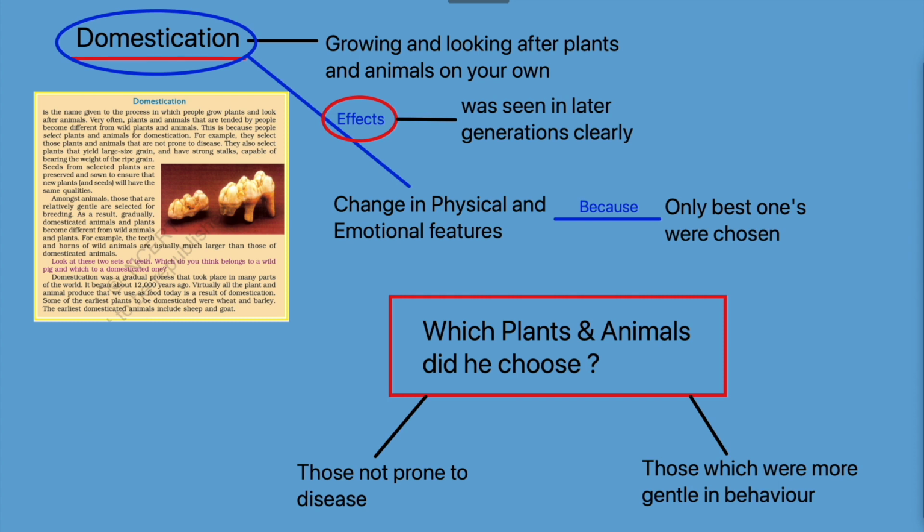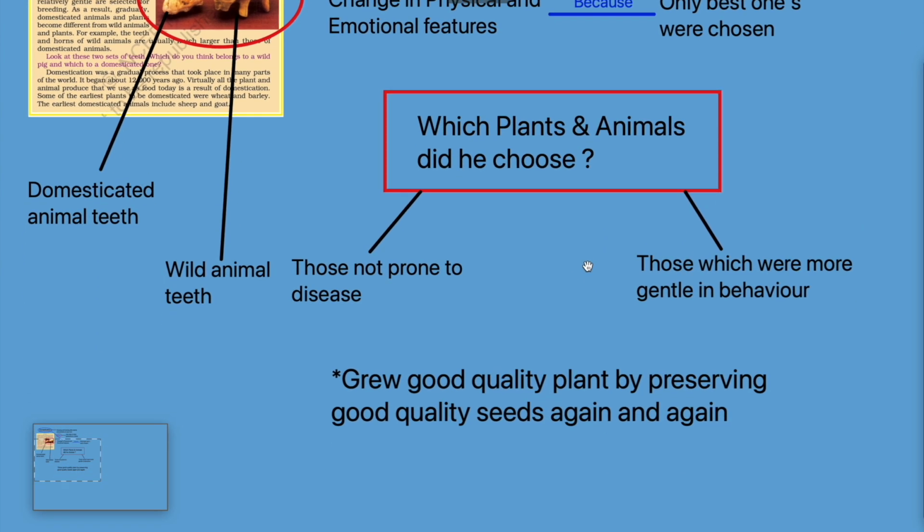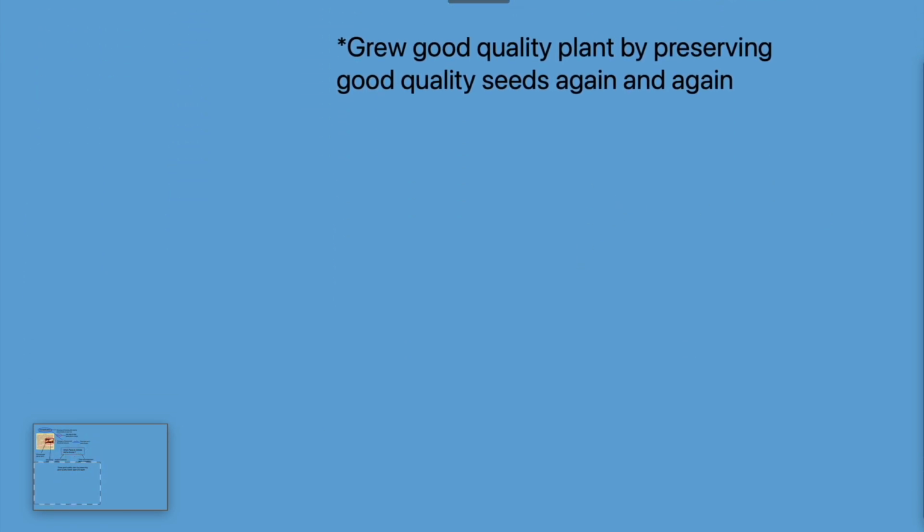Have a look at this picture. On the left, you see the teeth of a domesticated animal, and on the right, of a wild animal. Just compare the size. Again, I am pointing out here that all these processes which I am talking about did not happen in one day. It took a long period of time.